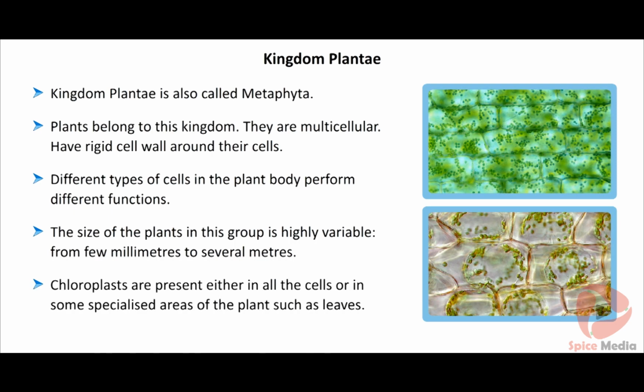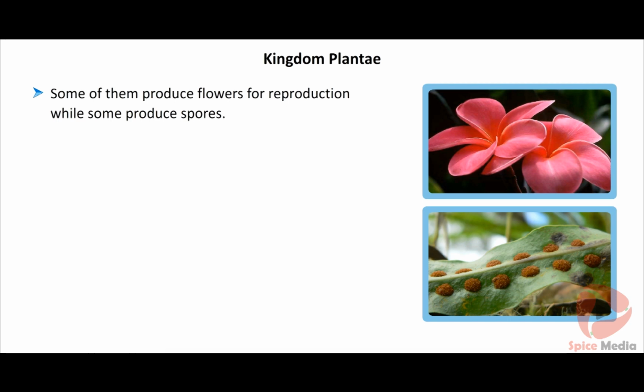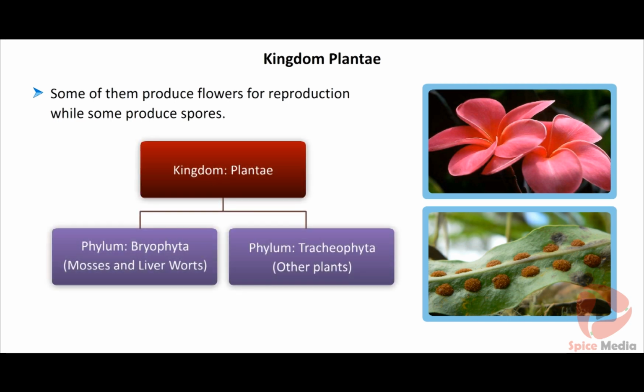Chloroplasts are present either in all the cells or in some specialized areas of the plant, such as leaves. Some of them produce flowers for reproduction, while some produce spores. Plants produce oxygen and serve as a food material required for animals, including man. The kingdom Plantae is divided into 2 phyla. They are phylum Bryophyta, comprising mosses and liverworts, and phylum Tracheophyta, containing all other plants.